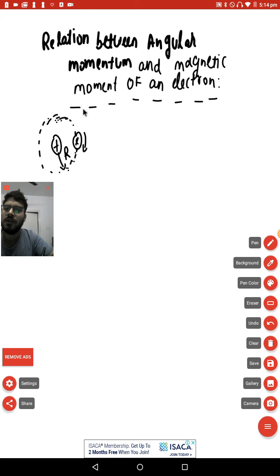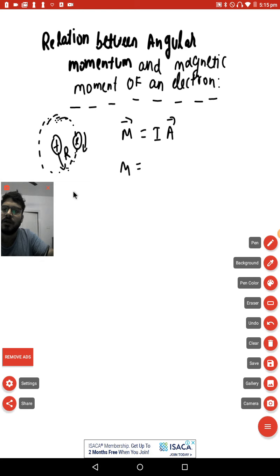Let's say that the radius of this electron's orbit is r. We can say that its magnetic moment vector m, if we talk about the magnetic moment, is going to be the current due to this electron times the area. Generally this is the area vector, but let's say we only consider the magnitude of the magnetic moment, then that is going to be current times the area, right?